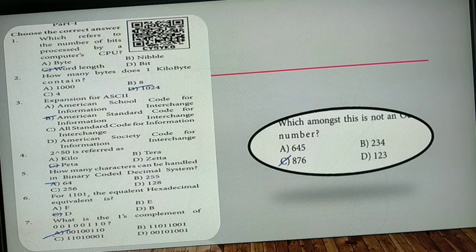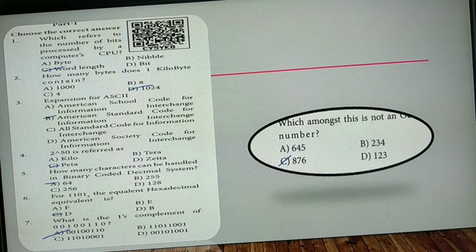First question. Which refers to the number of bits processed by a computer's CPU? Yes, the answer is word length. The next one. How many bytes does 1 kilobyte contain? Yes, the option is D for you. The answer is 1024. The next one. Expansion of ASCII. Yes, option B is your answer. American Standard Code for Information Interchange.